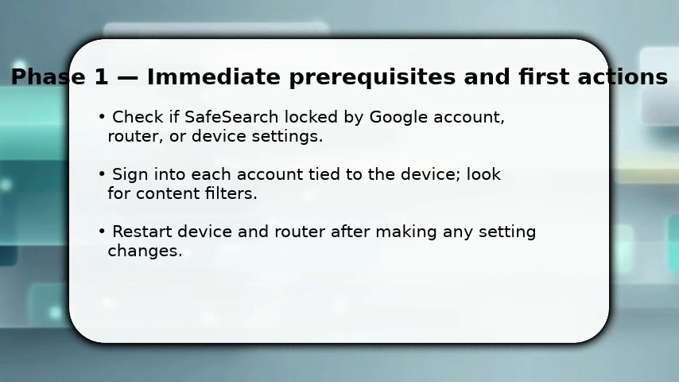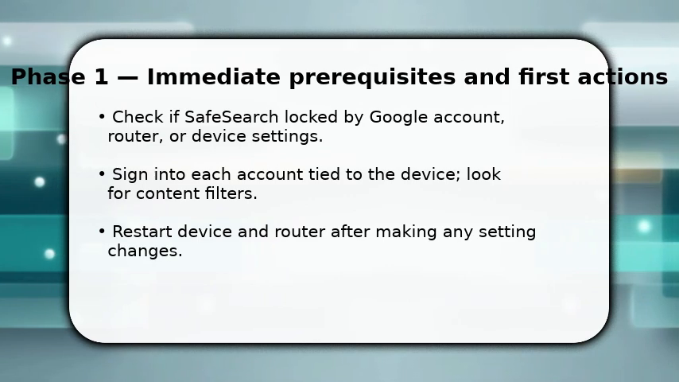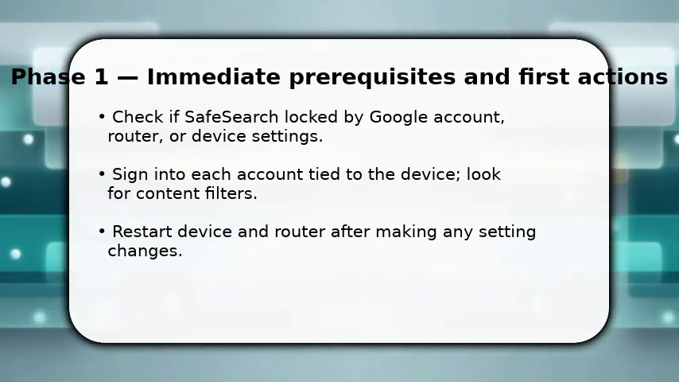Once you identify the source, make the first change, toggle the SafeSearch switch, or remove the filter profile. Make sure to save settings and then restart the browser and device to ensure the override takes effect.